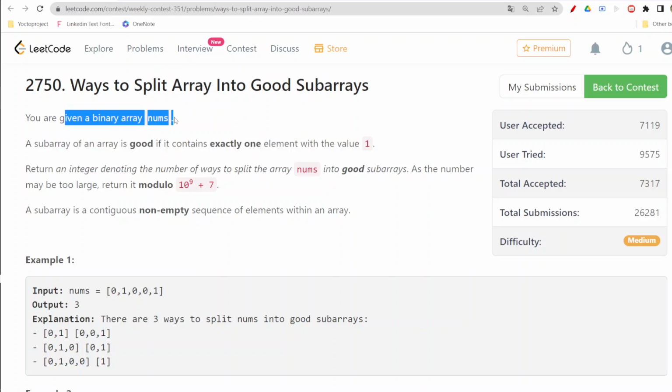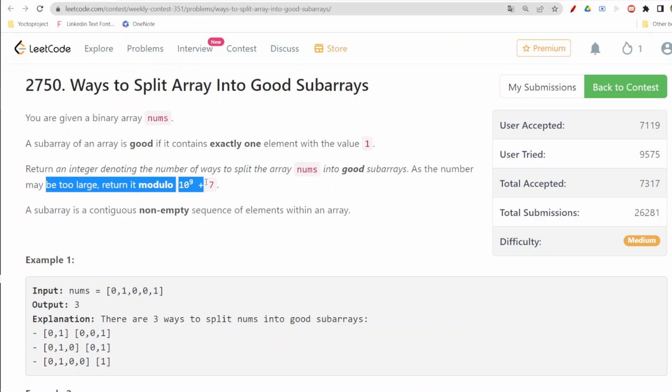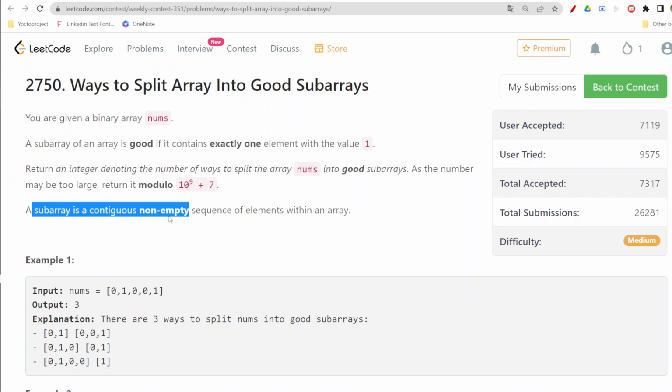So we are given a binary array, that is, only 0s and 1s are there. We are required to return an integer denoting the number of ways to split the array. Means not the total number of subarrays which could be produced, but the total number of ways we can split that array into good subarrays. As the number may be too large, we are required to return it modulo 10 raised to the power 9 plus 7. And a subarray is a contiguous non-empty sequence of elements within an array.